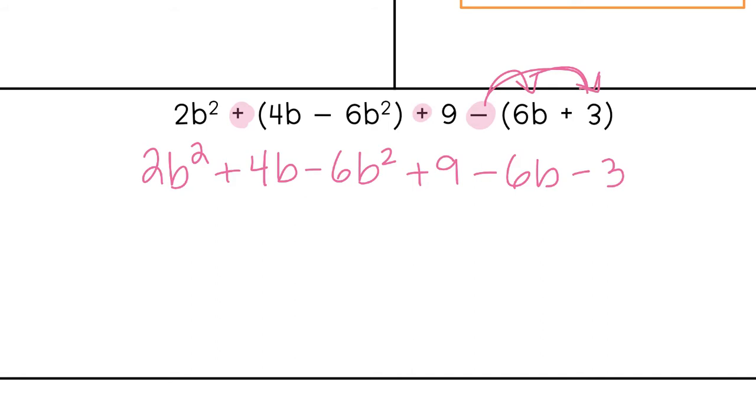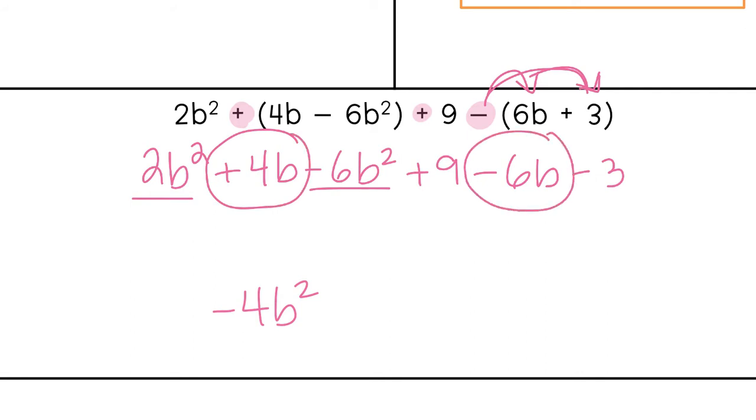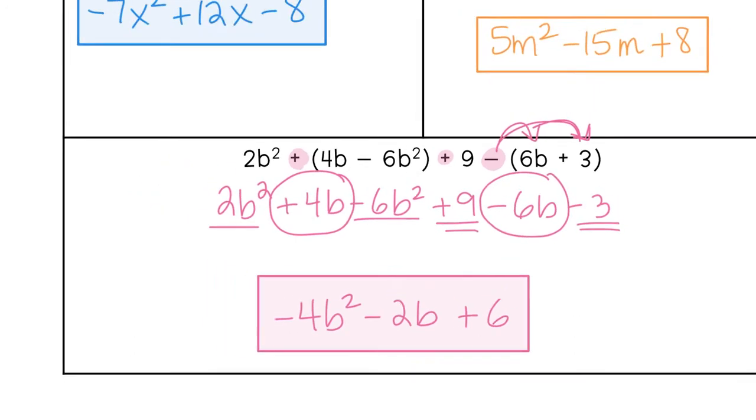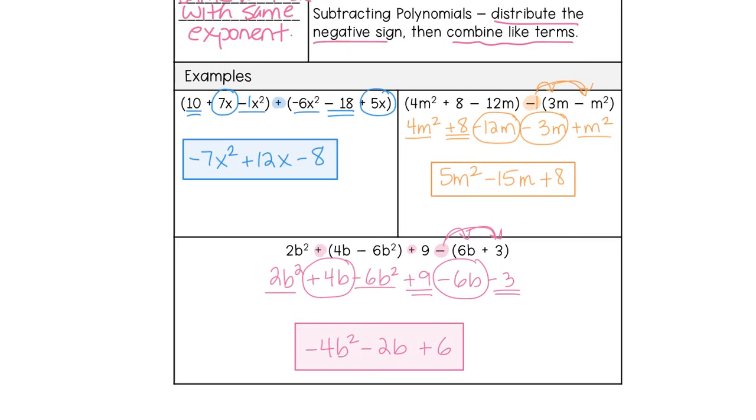Okay, now let's get all of our like terms. I have 2b squared minus 6b squared. That would be negative 4b squared. Then I have positive 4b and negative 6b. Together that makes negative 2b. And then last I have plus 9 and negative 3. Together that makes plus 6. Okay, so that's adding and subtracting polynomials.